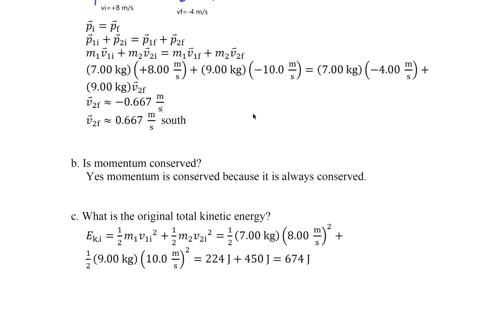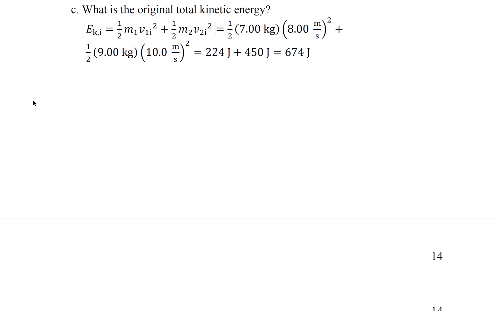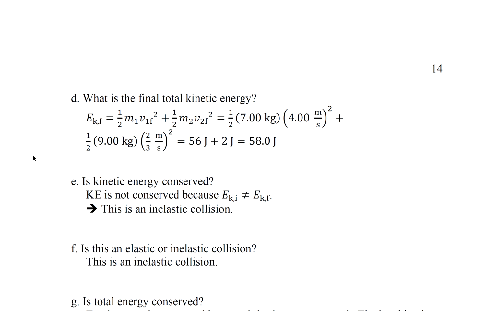Part B, is momentum conserved? Yes, because it's always conserved. Part C, what's the original total kinetic energy? We're going to use this equation. Remember, for kinetic energy, v is speed, so we don't care about the positive sign or negative sign. And since we square the value, the negative sign goes away anyways. Part D, what's the final total kinetic energy? You could see what was done there.